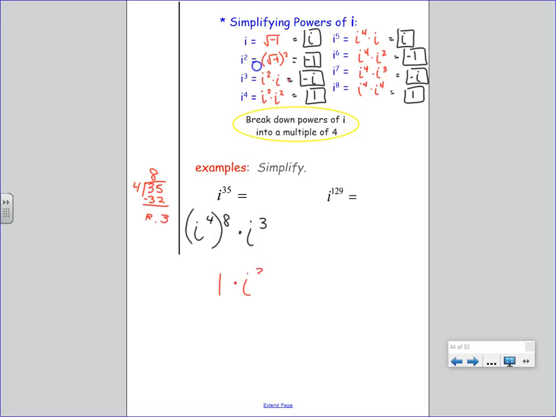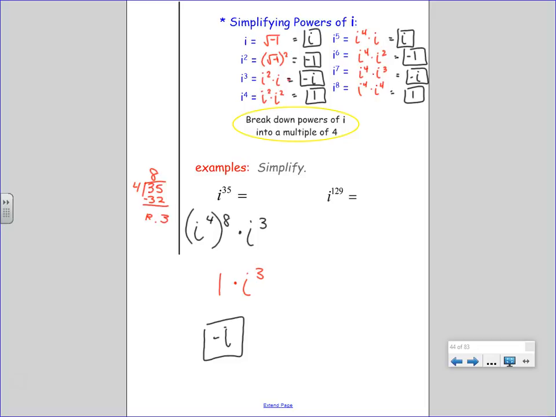So all I have to do is break it down and say, oh hey, it's the same guy as i cubed. If I were to make my table all the way to 35, it would fall in the i cubed line. And all the i cubed simplify to be negative i. So then you guys repeat the process with i to the 129. Go. Repeat the process with i to the 129.